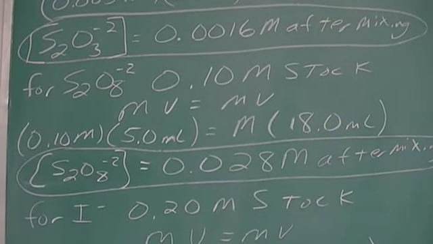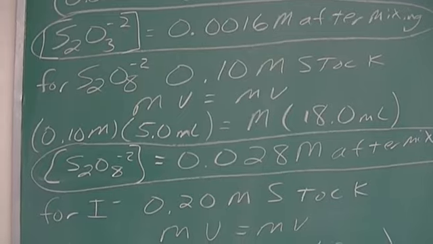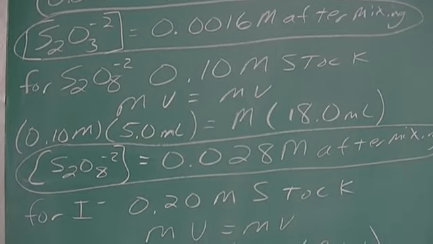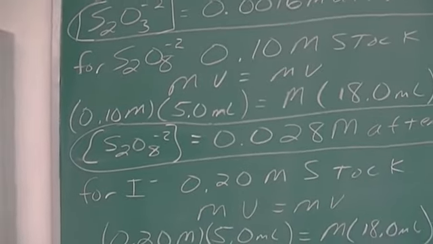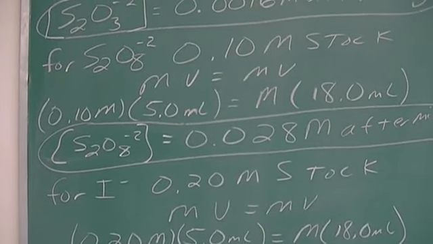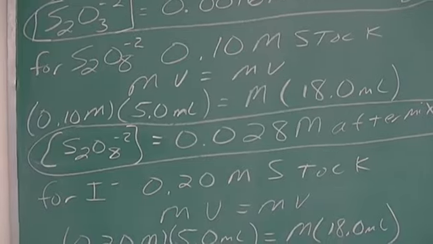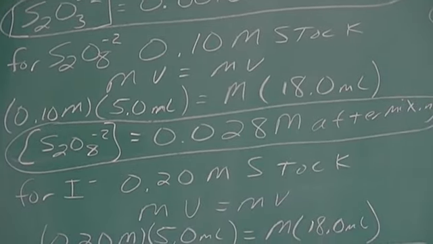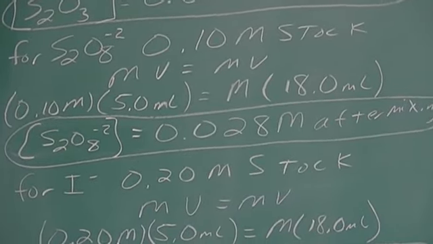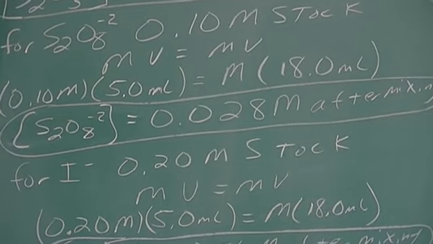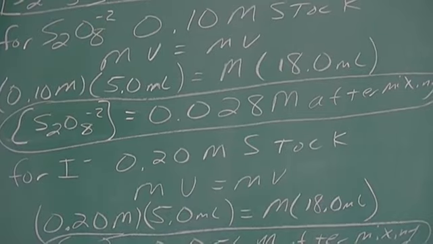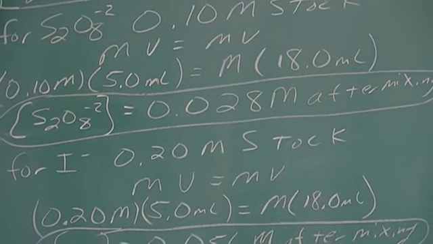All right, so for your S2O8 minus 2, the stock solution was 0.1 molar. MV is equal to MV. So each time we took 0.1 molar of the S2O8, we used 5 mils of that. And we added that to a total volume of 18 mils. And so your S2O8 minus 2, your 0.1 molar, after mixing is 0.028 molar.